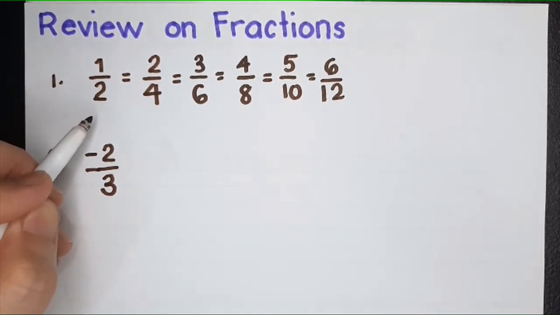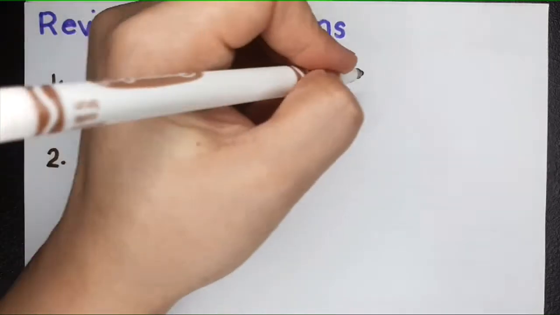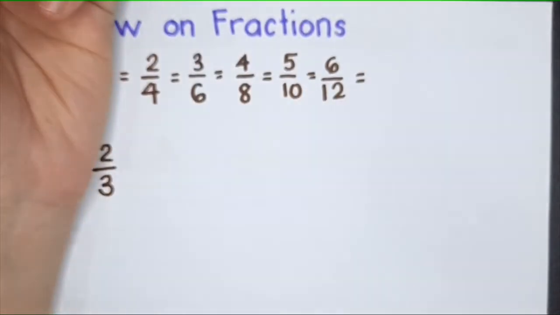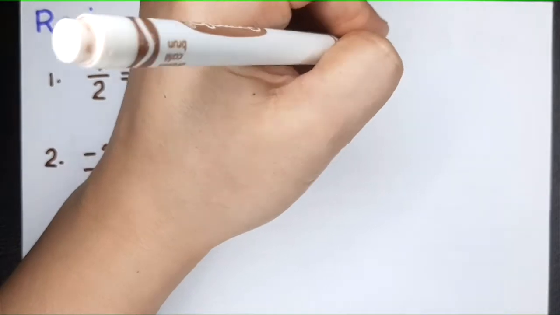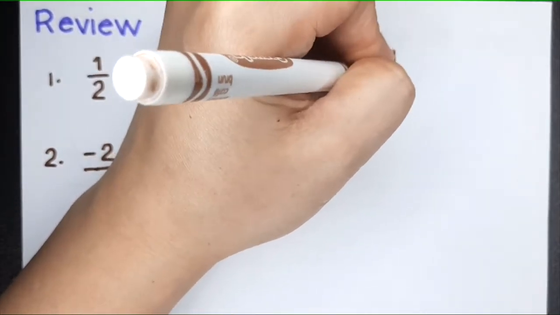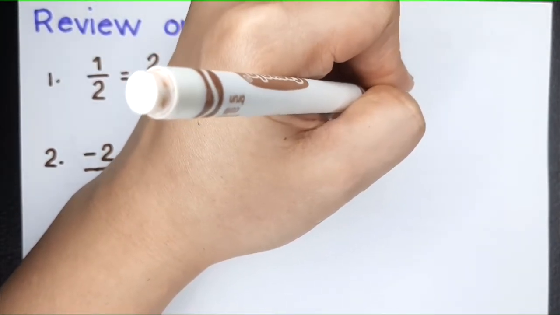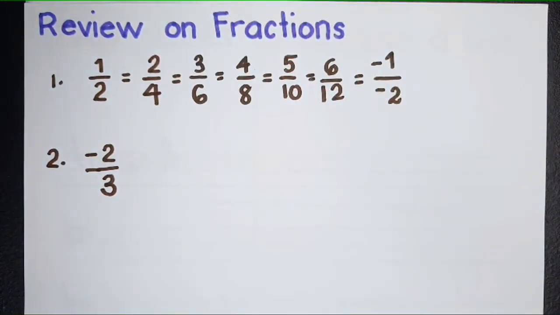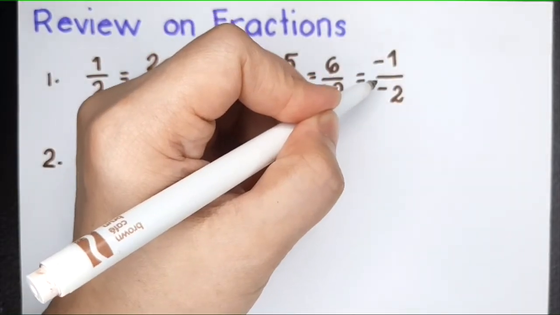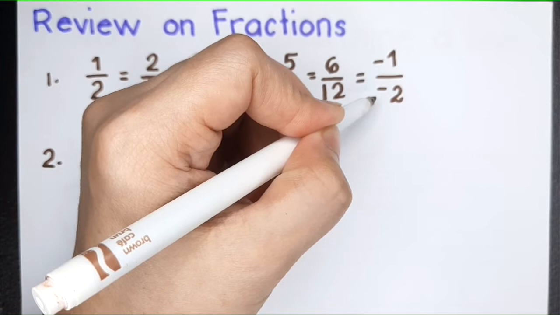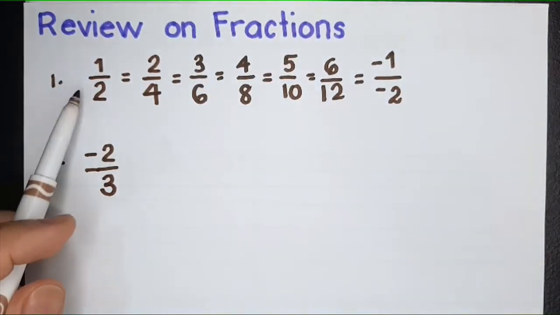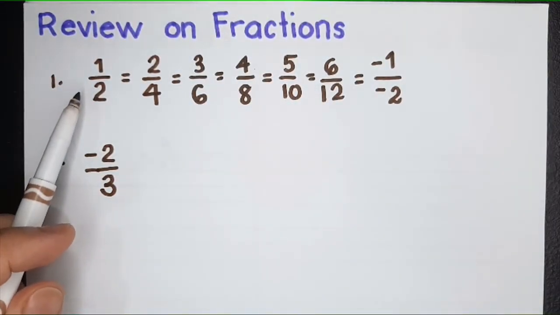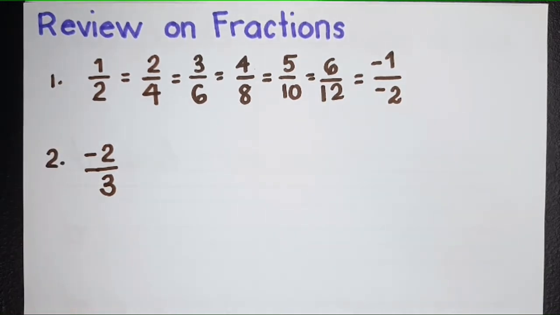Okay? At alam nyo rin ba na ang 1/2 can also be written as -1 over -2. Yeah? Because negative divided by a negative, that will become a positive 1/2. Alright? Okay, so you know now how to get equivalent fractions.